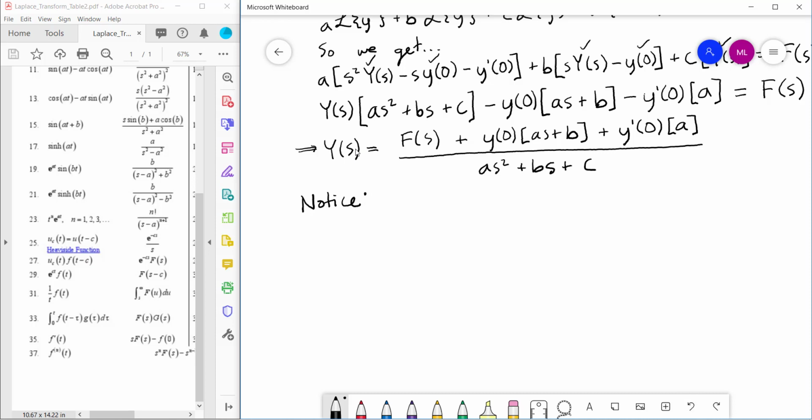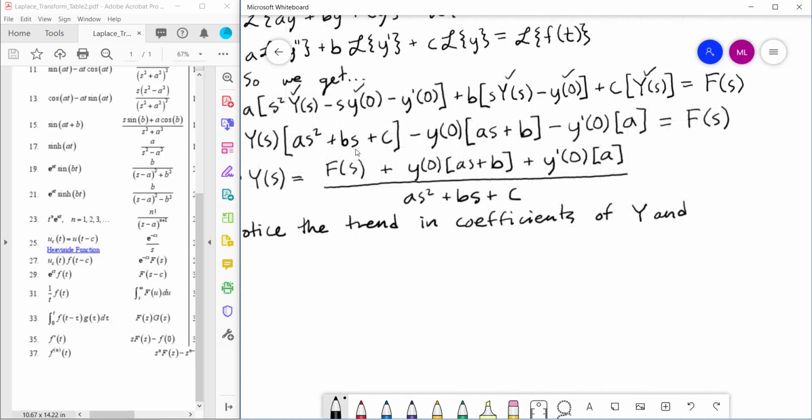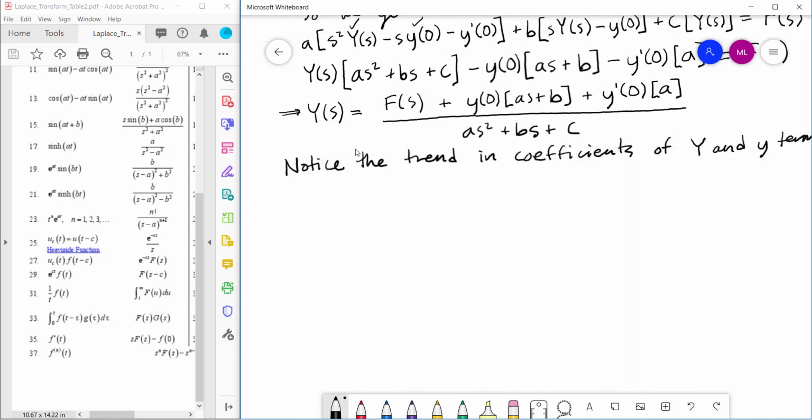So notice the trend in the coefficients of the capital Y and lowercase y terms. So basically, if I look at them, the capital Y of s term, its coefficient looked like as squared plus bs plus c. The y of 0 term had a coefficient of as plus b, and then the y prime of 0 term had a coefficient of just a.